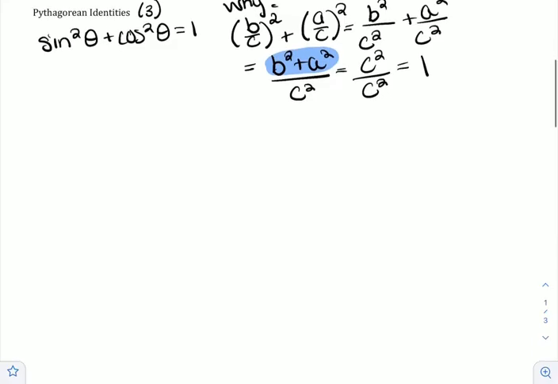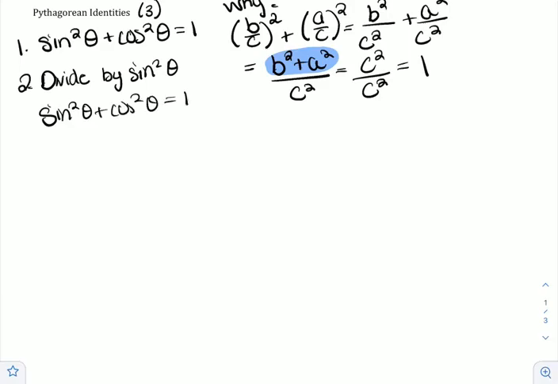So how do we get the other ones? Okay, well, the second one. So this is number 1. Number 2, divide by sine squared theta. So if I have sine squared theta plus cosine squared theta equals 1, I'm going to divide every term by sine squared. And I can do that because as long as I do something to the left-hand side of the equation and I do it to the right-hand side, it's fair game.